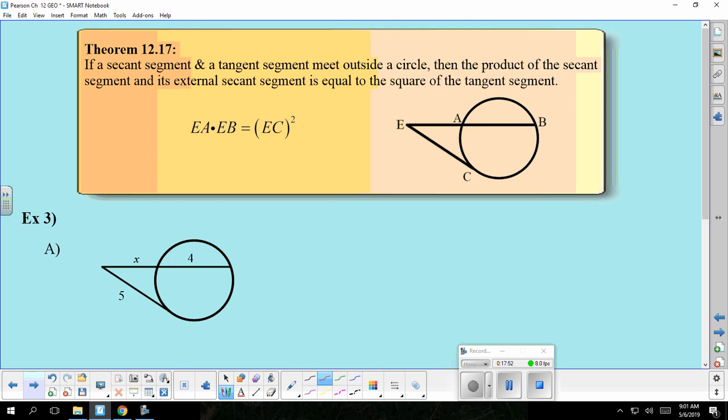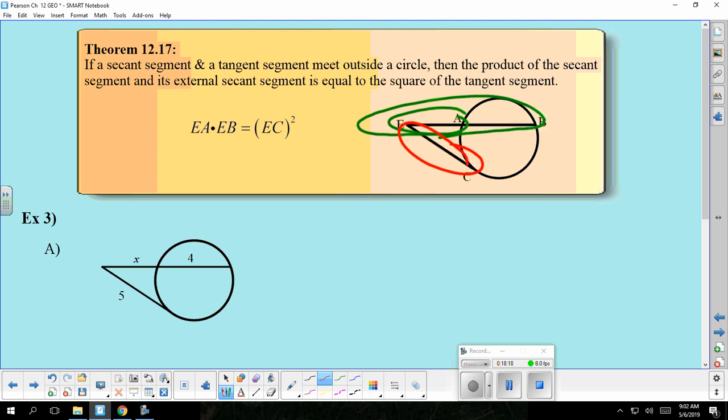If a secant segment and a tangent segment meet outside the circle, then the product of the secant segment and its external secant segment is equal to the square of the tangent segment. All right, so let's see what this one is. So we have EA, the outside, times the whole thing, just like we did in the last one. But now we have a tangent, so I'm going to take this section and square it.